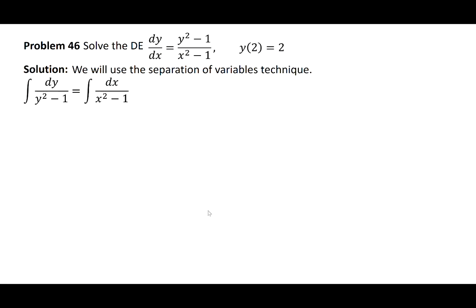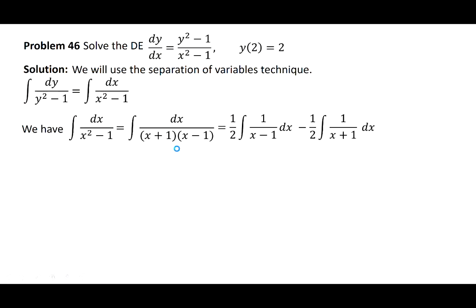Okay, how do we integrate dy over y square minus 1, which is the same way as integrating dx over x square minus 1? The denominator can be factored into x plus 1 times x minus 1. And now, if we do a partial fraction decomposition, we get 1/2 of 1 over x minus 1 minus 1/2 of 1 over x plus 1.